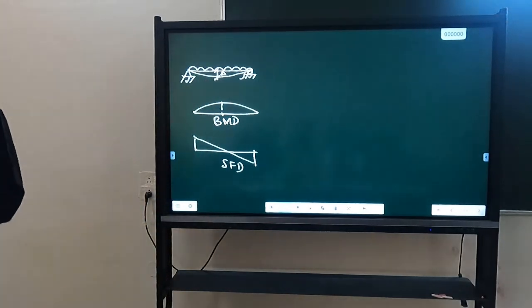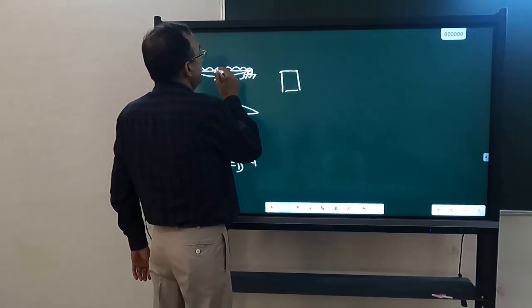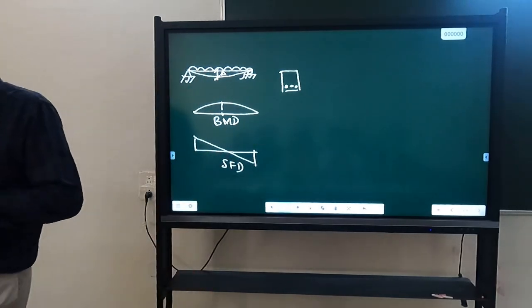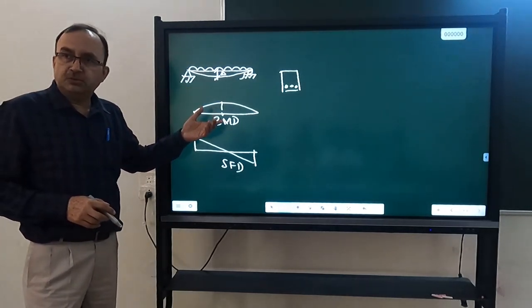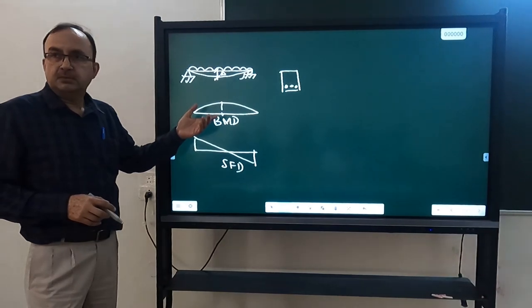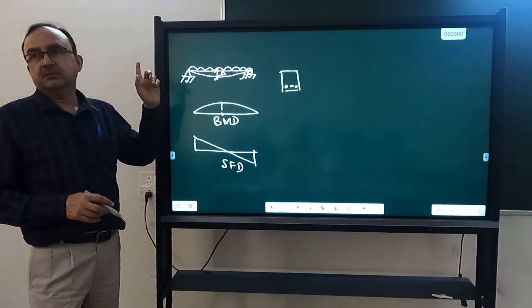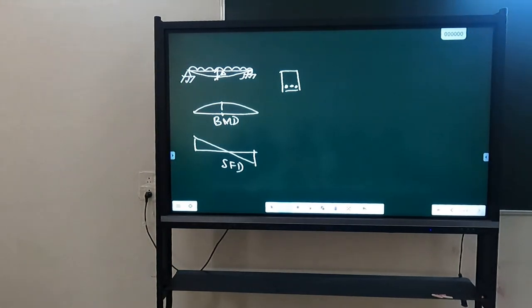If this bending moment increases to such a level that any fiber in the section, this section only I am drawing here, any fiber here, either steel or concrete, any fiber of material yields, then what will happen? It will not take further load. So after that, will there be any change to the BMD? No, BMD will not change. Will there be any change to the SFD? No. But there will be a change to delta. Okay. So the deformed shape will change after that. There will not be any change to BMD and SFD.